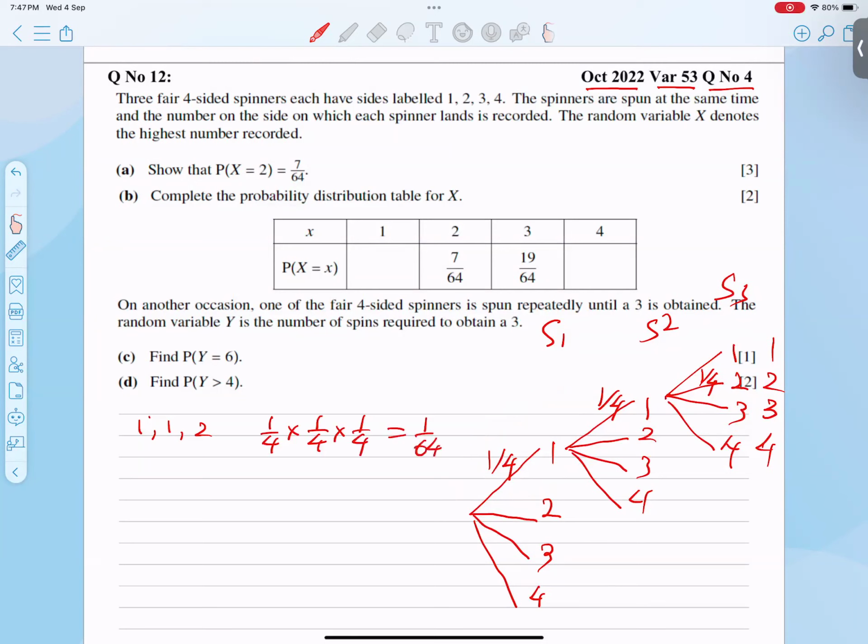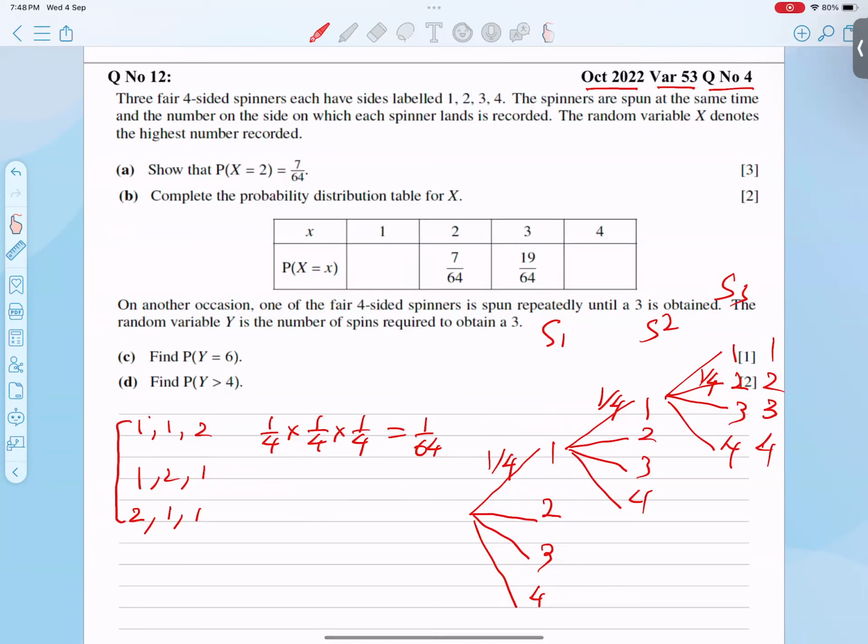I believe you understood. But it does not happen with only one choice. Maybe the 2 comes in the middle: the first spinner lands on 1, the second spinner lands on 2, and the third spinner lands on 1 again. The highest number is 2, so the score is 2, and the answer is again the same, 1 by 64. Or maybe the first spinner lands on 2 and the next two spinners land on 1, 1. This answer is also 1 by 64. So these are 3 options for 1, 1, 2.